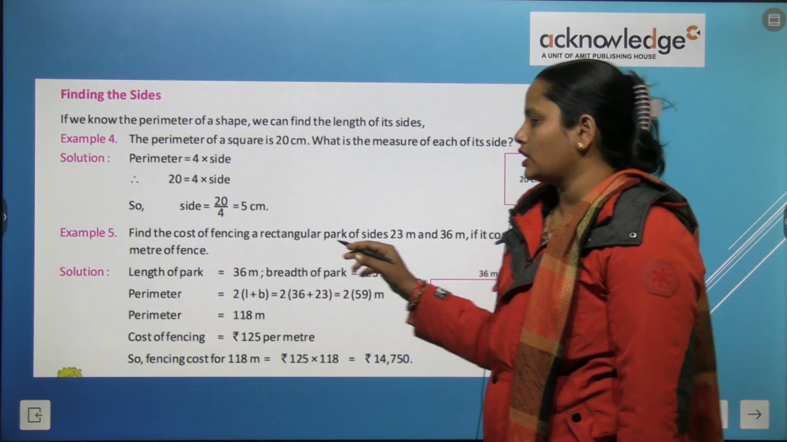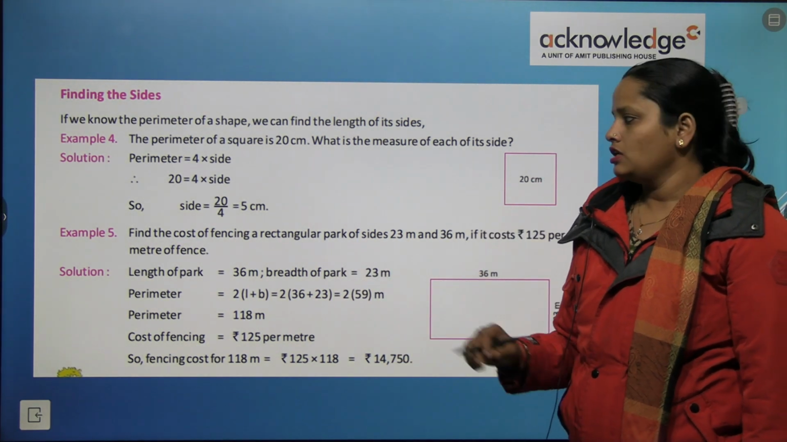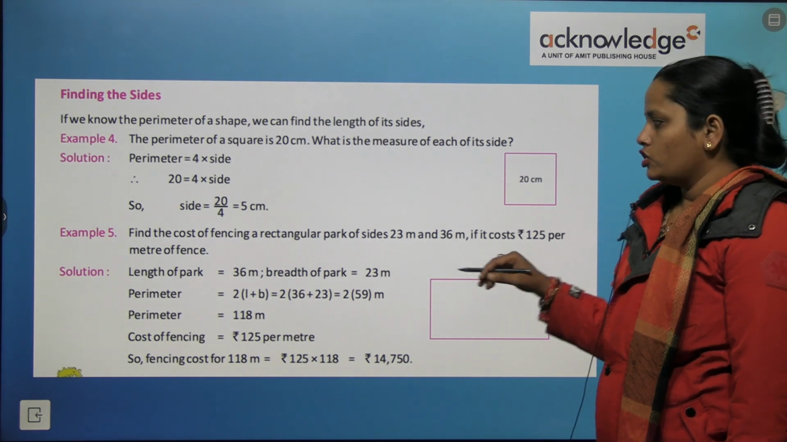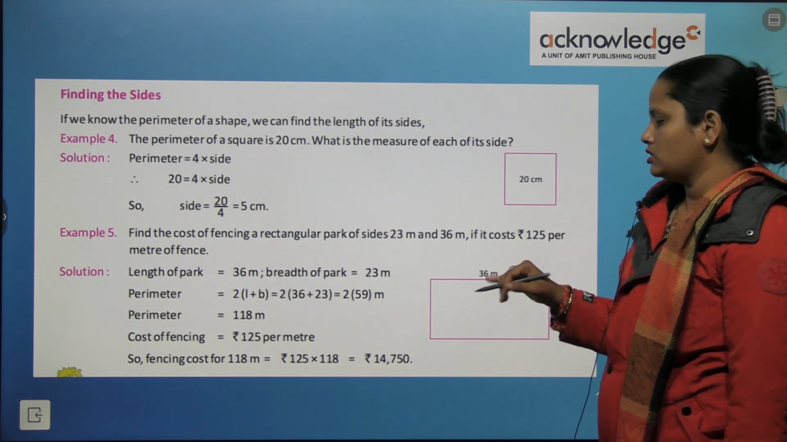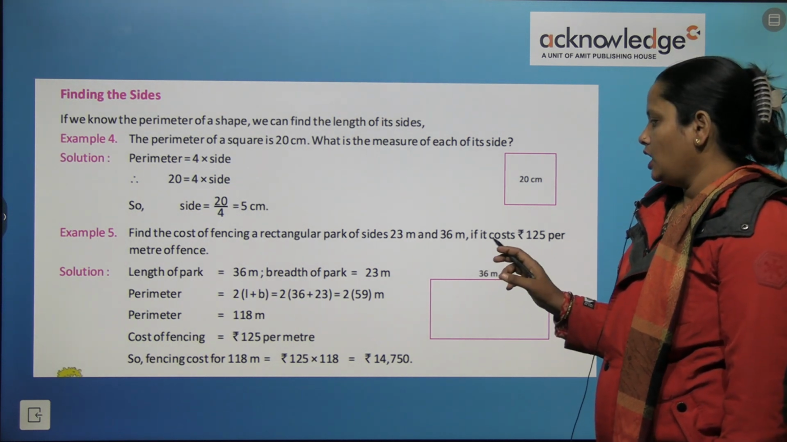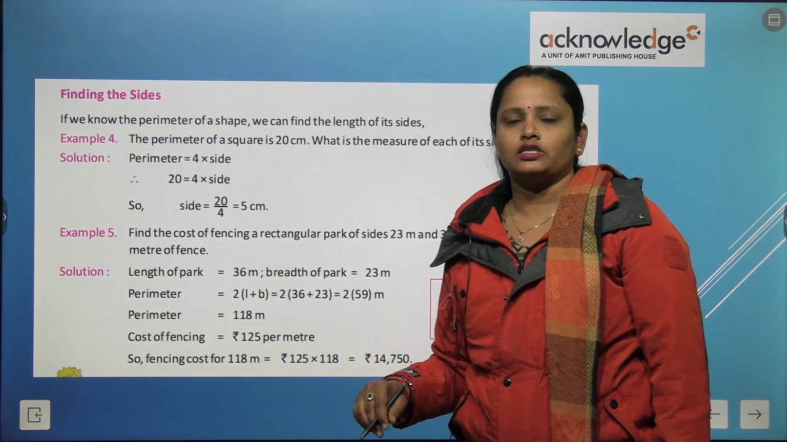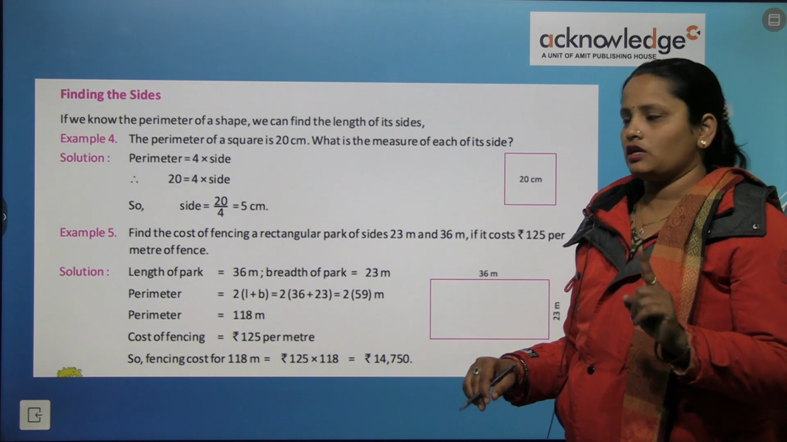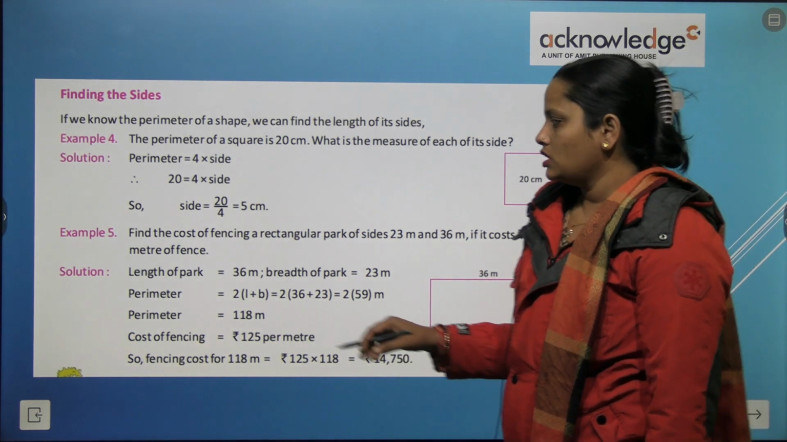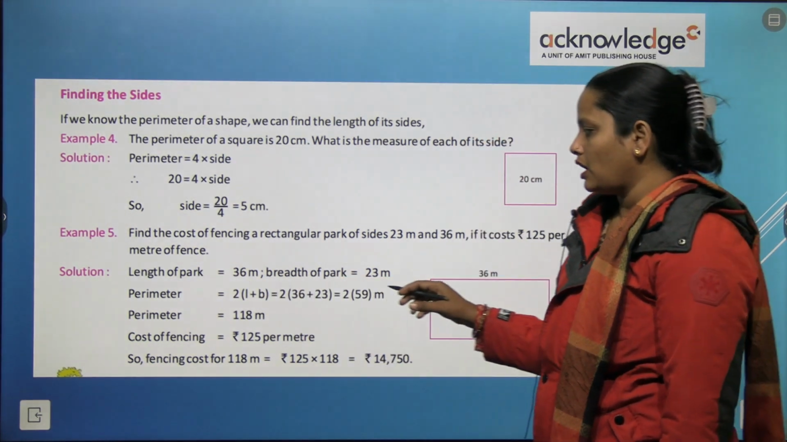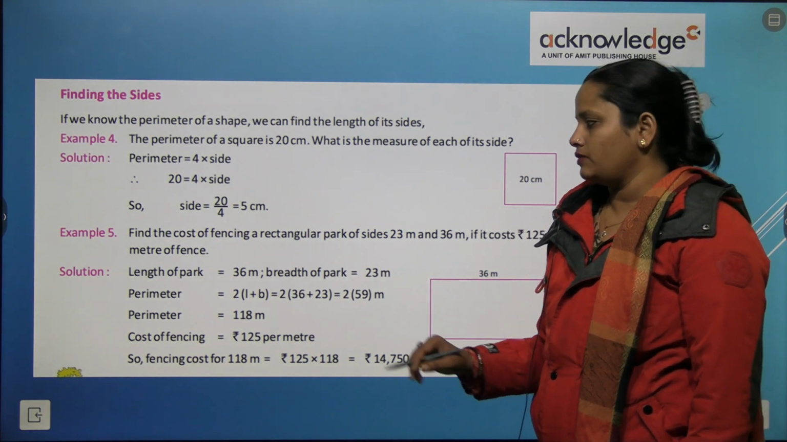Find the cost of fencing a rectangular park of side 23 meter and 36 meter. So there is a rectangular park, and we have to put a fence around it, whose sides are 23 and 36. If it costs 125 rupees per meter to fence, how much money do we need for fencing 1 meter? 125. So what will be the total cost? So let's write down the length of the park, which is 36, and the breadth is 23.